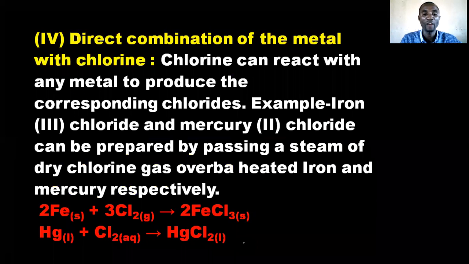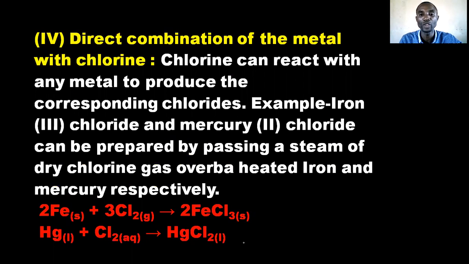Okay, the next one, number 4, is direct combination of the metal and chlorine. Directly, we can combine the element and chlorine, join them together, and the particular compound we want to prepare will be formed. As you can see, we can bring iron and chlorine, combine them, and it will give you iron 3 chloride. Mercury and chlorine, we can also do that, and we have mercury 2 chloride. They can be prepared by direct combination.